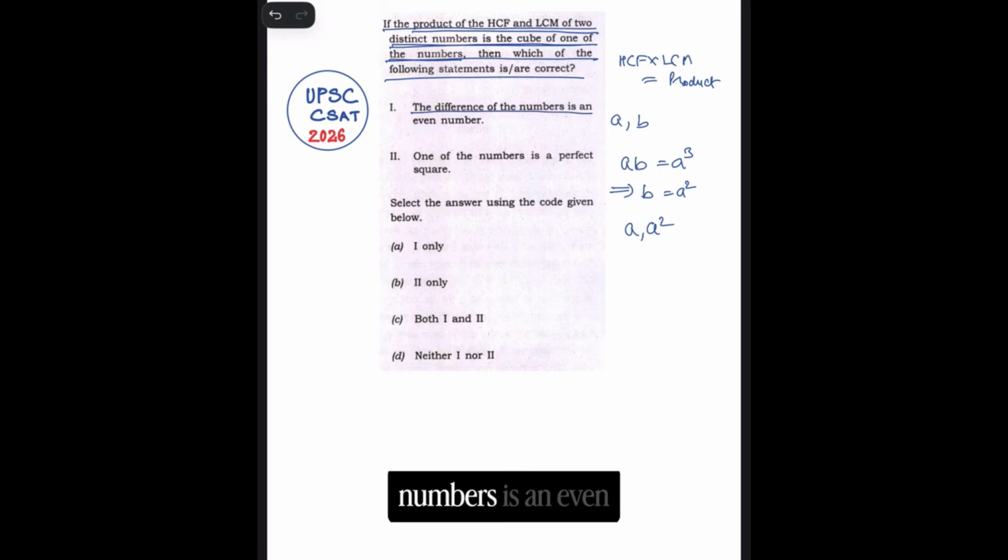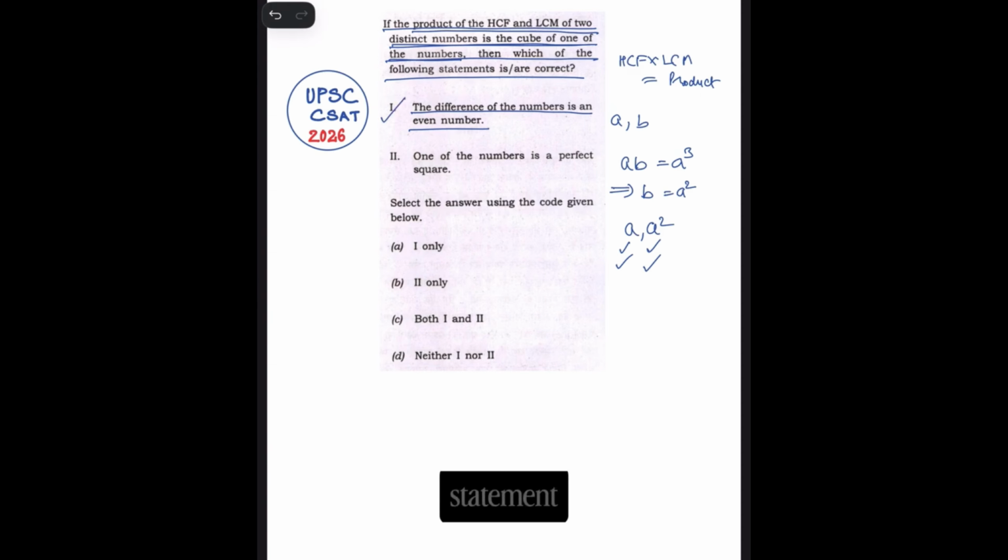The difference of the numbers is an even number. So if A is an even number, A square will also be an even number. So the difference between any two even numbers is even. Now if A is odd, A square will also be odd. So the difference between any two odd numbers is also even. So statement 1 is correct.